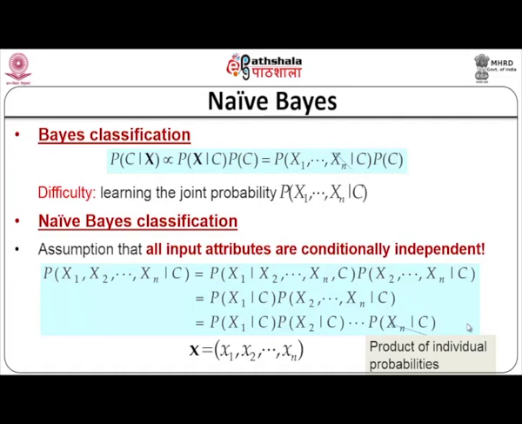Now, the problem is that for you to find the likelihood, you need to find the joint probability of x1 to xn, that is, given the class C, what is the probability of all the data points fitting into this class C jointly. That is what actually is Bayesian classification. However, there is a difficulty in learning this joint probability. It is a very expensive issue. Therefore, they came up with something called naive Bayes classification.